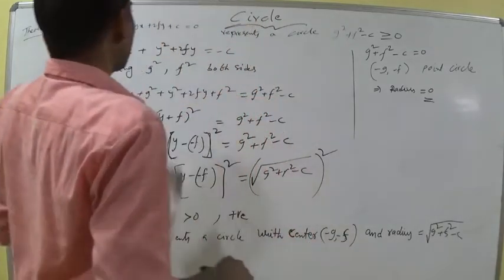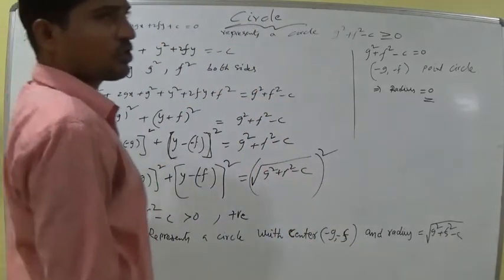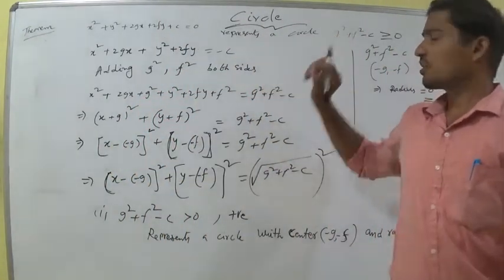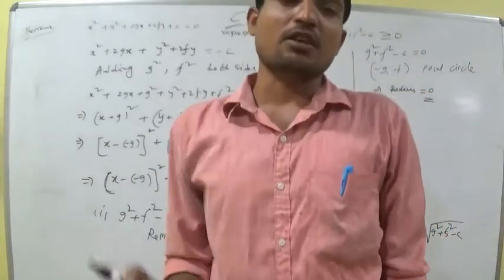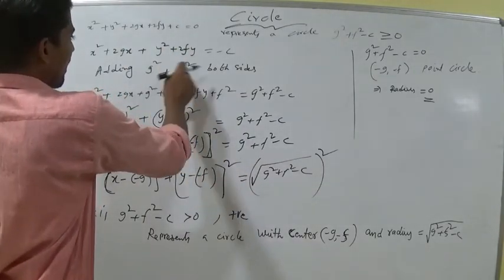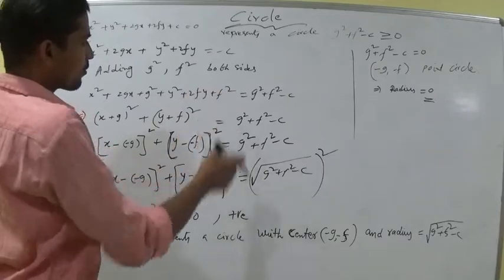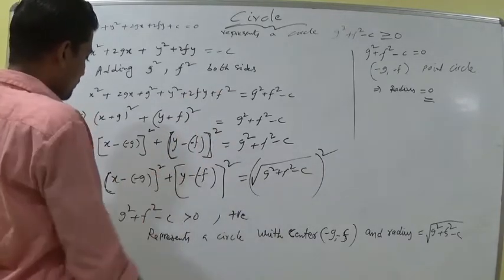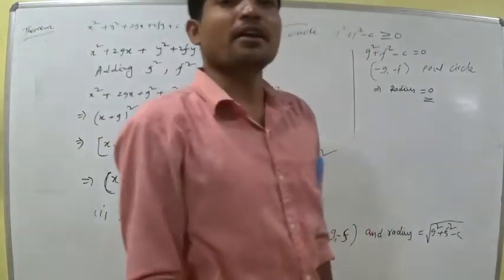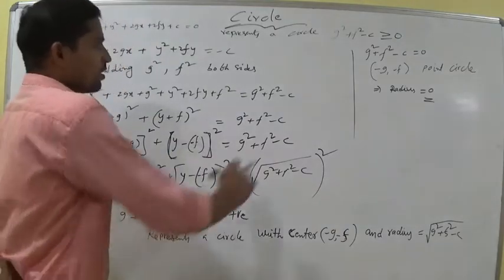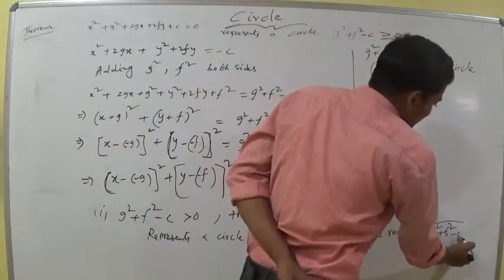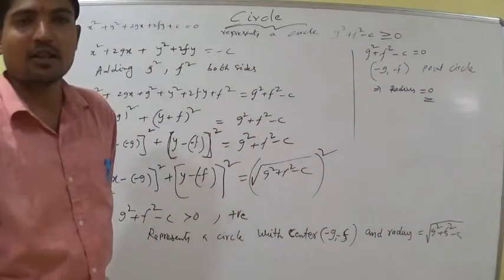Right? So x square plus y square plus 2gx plus 2fy plus c is equal to 0 represents a circle when g square plus f square minus c is greater than or equal to 0. To get that, we added g square and f square on both sides, and in case 1, greater than 0, it becomes positive. Then the radius of the circle is the square root of g square plus f square minus c, and the center is minus g, minus f.